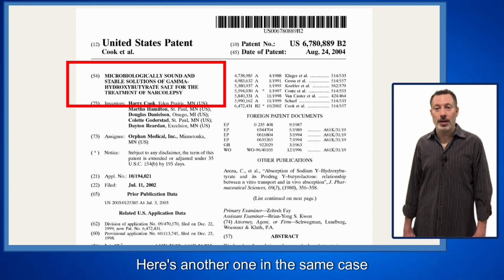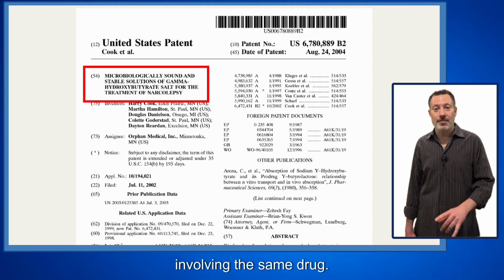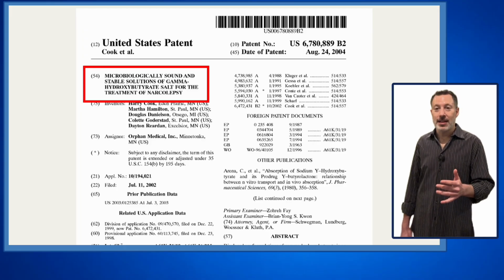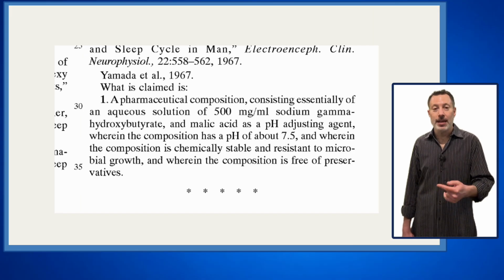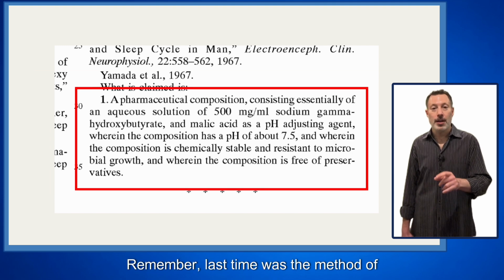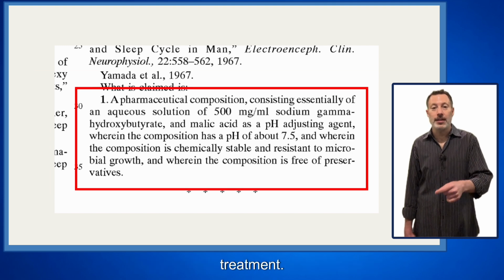Here's another one in the same case involving the same drug. They had all sorts of trouble with these patents. This time, again, you know the basic setup. This patent was for a pharmaceutical composition. Remember, last time was the method of treatment. Here's how much to take.